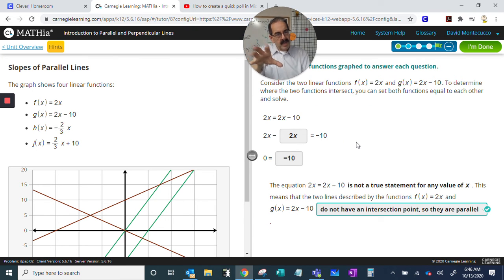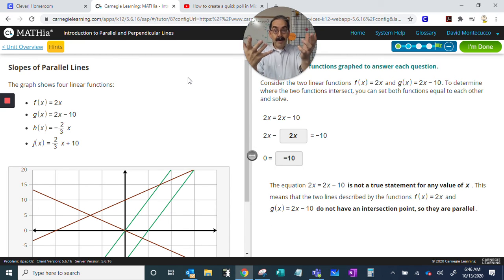Okay. So if you get to this problem, which is the very first problem on parallel and perpendicular lines, we're in a great place. We're going to have to wait until class catches up so that we can think about how to do these problems.